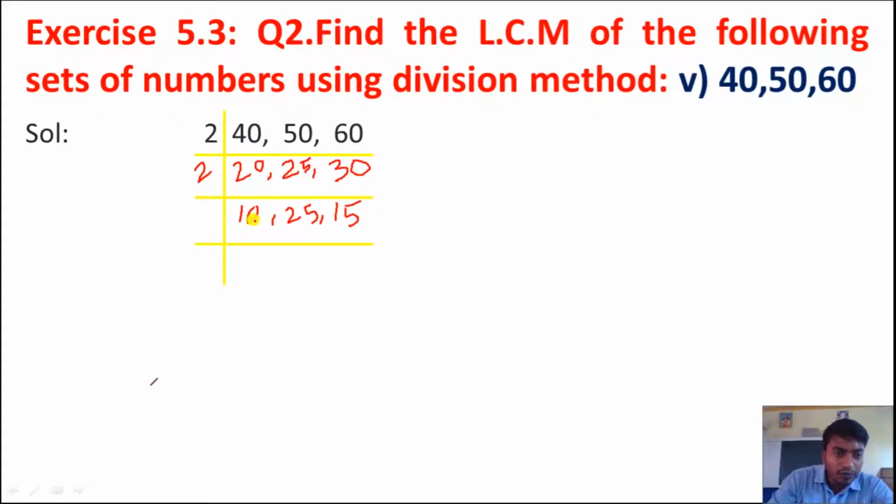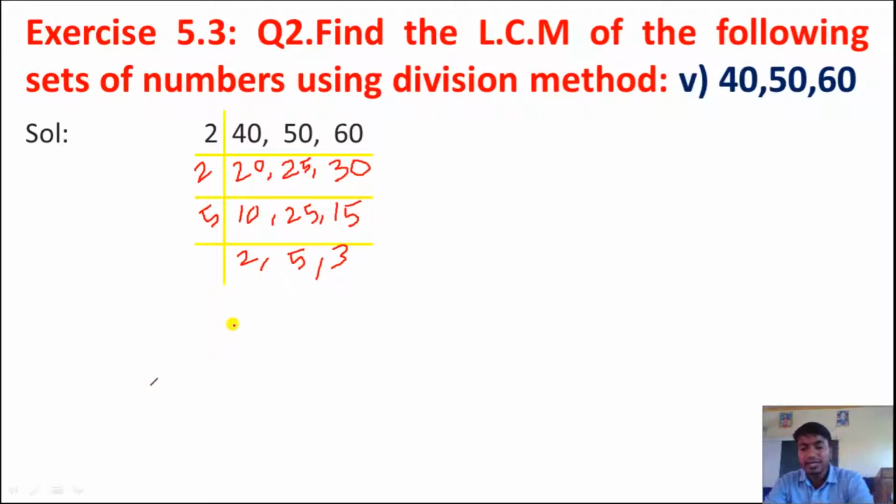Now 10 we can divide by 2, but 25 and 15 we cannot. So we will go for the next number, which is 3. By 3 also we cannot divide. So we'll go for the next number, which is 5. Now we will divide by 5: 5 2s are 10, 5 5s are 25, and 5 3s are 15. Now we don't have any number which divides at least two numbers from the list. Understood? So we will stop here.